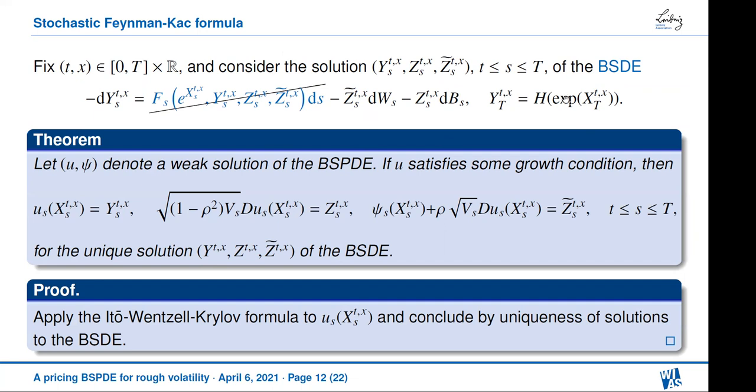Now we have two driving Brownian motions. So this kind of Lagrange multiplier now has two components: a process Z tilde and a process Z. And the theorem that we are using, the stochastic Feynman-Kac representation, tells you that the solution, the random field U, evaluated at the process capital X, actually coincides with the solution Y of the BSDE. And moreover, you can express the derivative of U and psi in terms of Z and Z tilde.